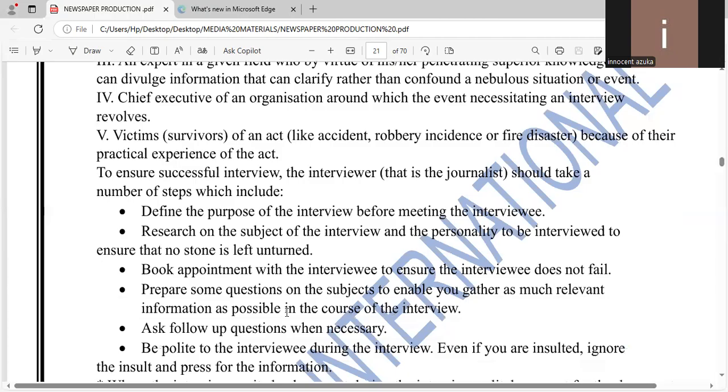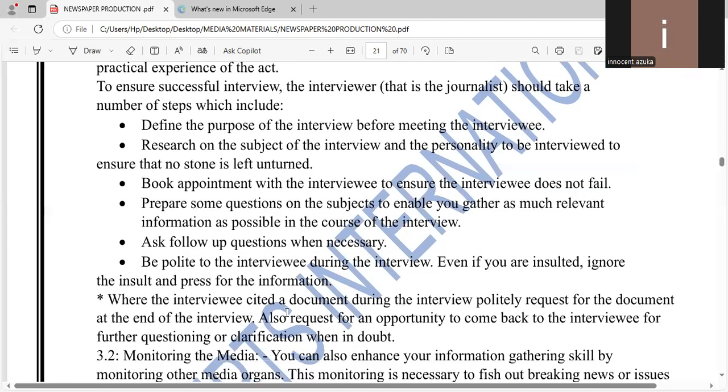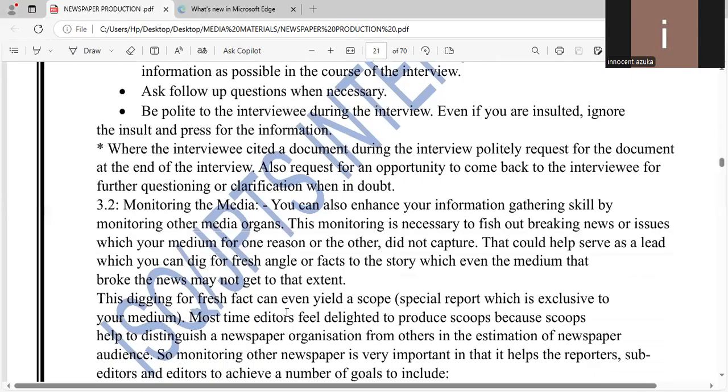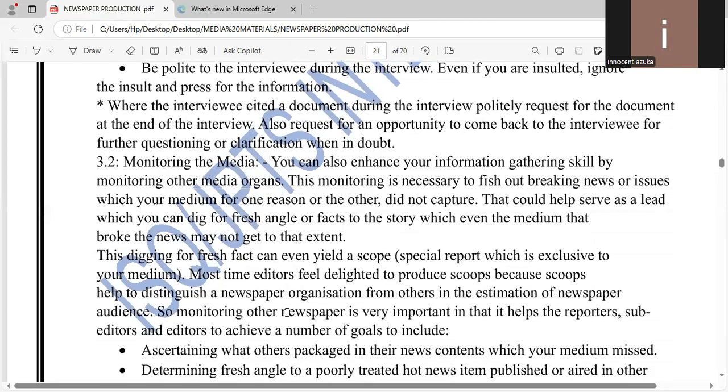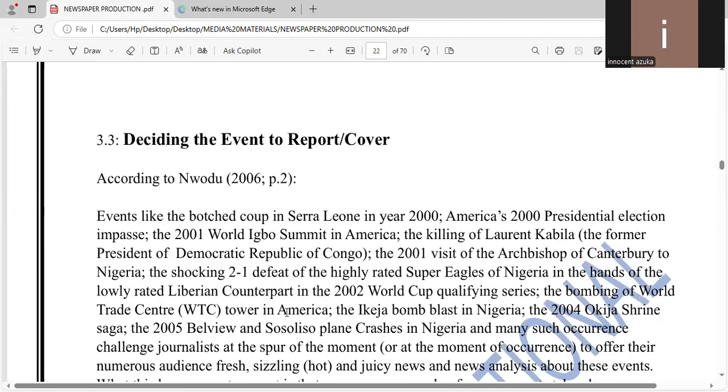to ensure a successful interview, the interviewers should take a number of steps, which include: you must define the purpose of the interview. So we must research on the subject, book an appointment, prepare some questions, ask follow-up questions when necessary, and you must be polite. You must what? You must be polite. So monitoring the media is very, very important, to monitor the movement on how it can be circulated.